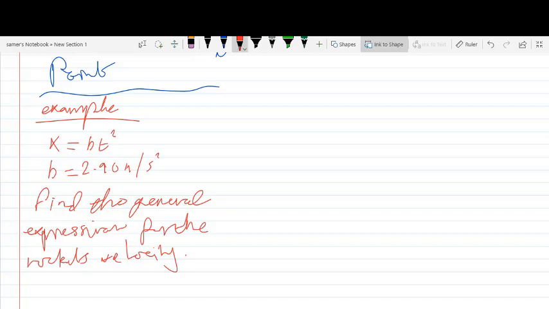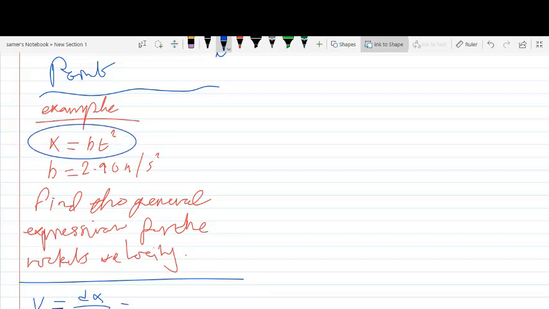Now, the general expression for the rocket's velocity v, as we know, is v equals dx by dt. So we need to derive this relation, x equals bt squared. As we learned before, the derivative of this function is 2bt. This is simply the expression for the instantaneous velocity of the rocket at any time. And number 2, this is A.